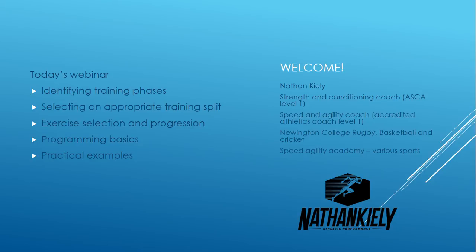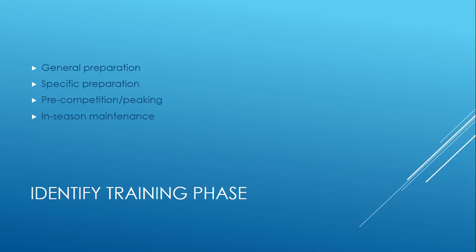So into today's webinar, first just a quick outline of some of the things that we'll be going over. First of all, we'll be identifying the various training phases that you'll need to consider when designing a program. We'll talk about selecting an appropriate training split. We're going to delve a little into exercise selection, progression and regression. We'll go over some basics of programming and I'll demonstrate some practical examples at the end for you to look at. So let's start off by looking at the various training phases.